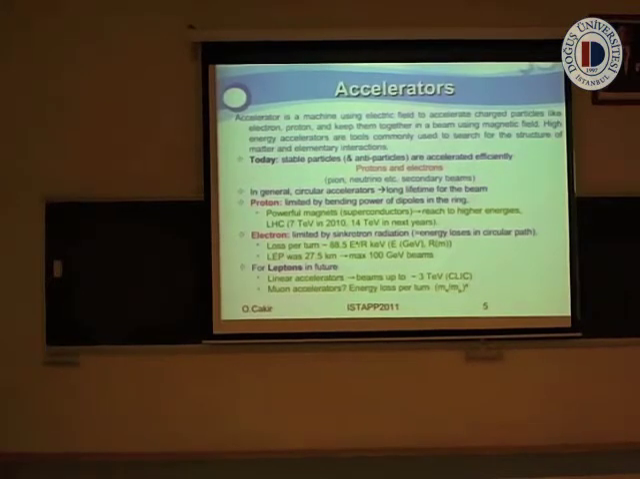Electrons are limited by synchrotron radiation. In a circular orbit, it changes its direction, its velocity changes with time, and then it radiates a photon, then it loses its energy. So, the loss per turn is given by this formula. E is given in GeV, R is in meters. So LEP was 27 kilometers. Then maximum 100 GeV beams were possible because of this synchrotron radiation loss.